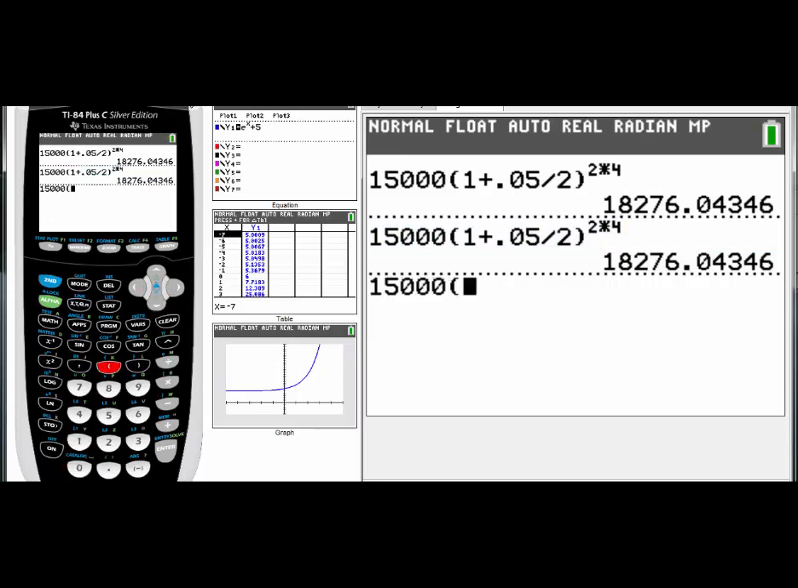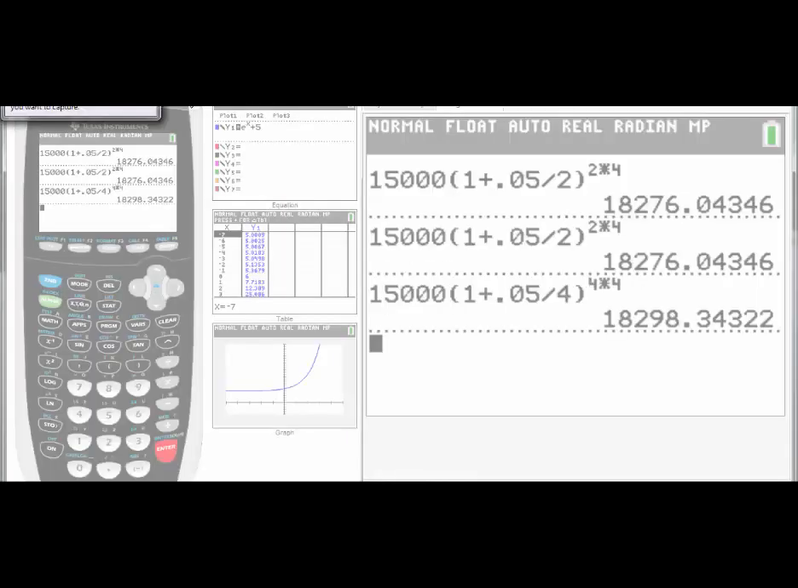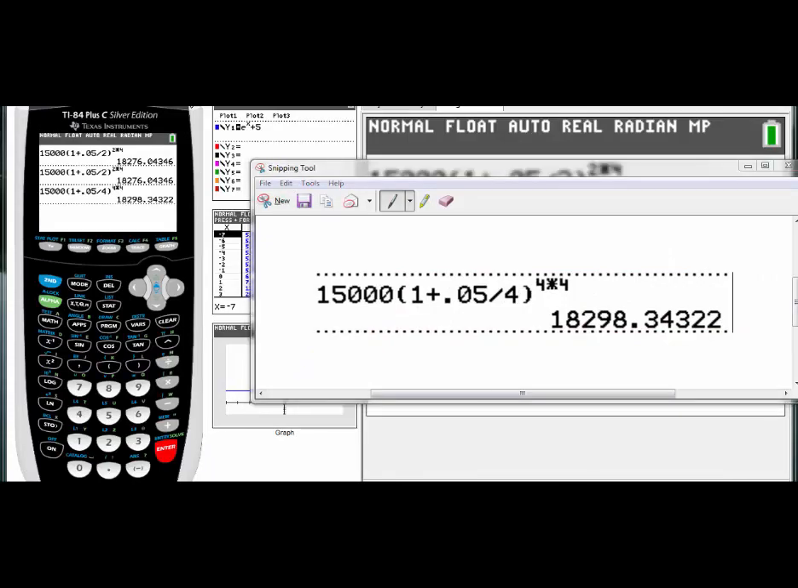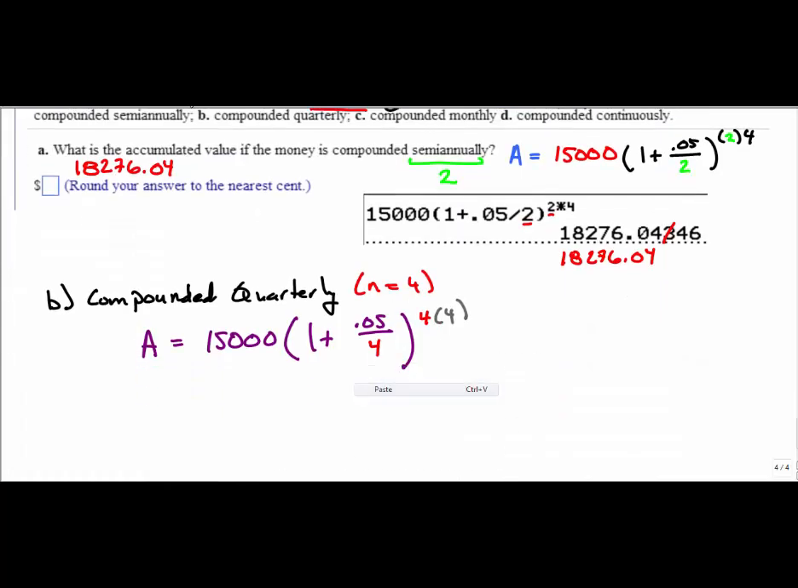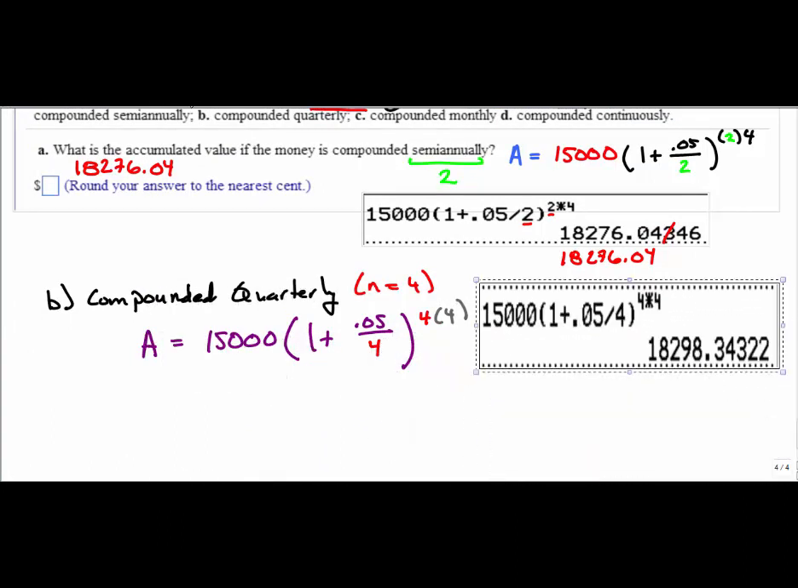15,000. 1 plus r is 0.05, over 4, because I have quarterly compounding, exponent. Now in my exponent, I don't have 2 times 4, I now have 4 times 4, because I have quarterly compounding for 4 years. So the amount accumulated is $18,298.34. So it's the same amount invested, but when I compound my money more often, I earn more interest. So compounding more often earns more interest is kind of one of the takeaways from this.